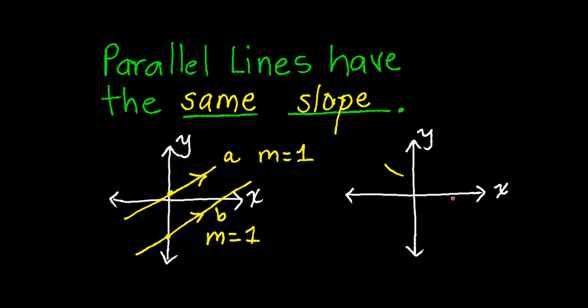I'll do some with negative slopes. Maybe this is negative 2/3, and this one also would be negative 2/3. Okay? So with that fact, let's try it out.